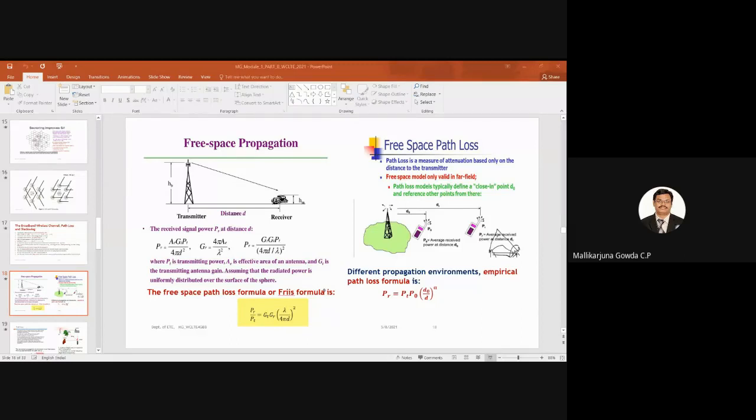You all may be knowing, even for LTE, the 700 megahertz band is fully loaded. So there is no space when compared to higher frequencies. So this is what I wanted to convey. At least hope this is clear. This point, I said path loss is an attenuation which is based only on distance. I will come back to this figure. I will come back to this figure.